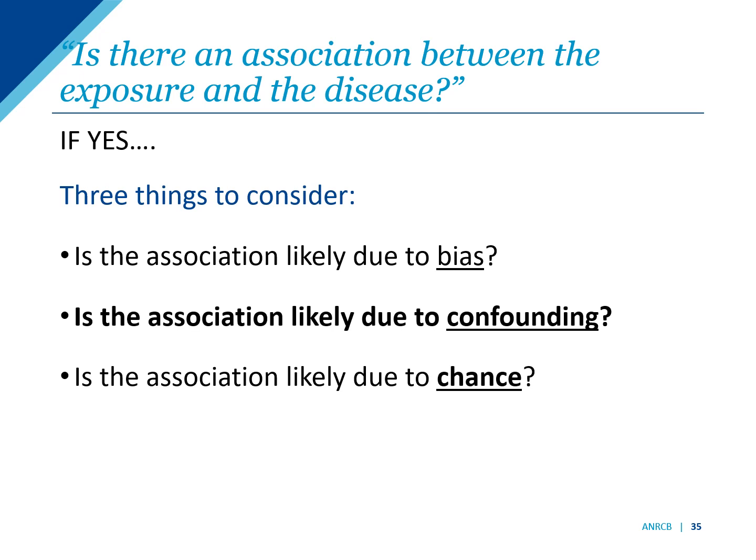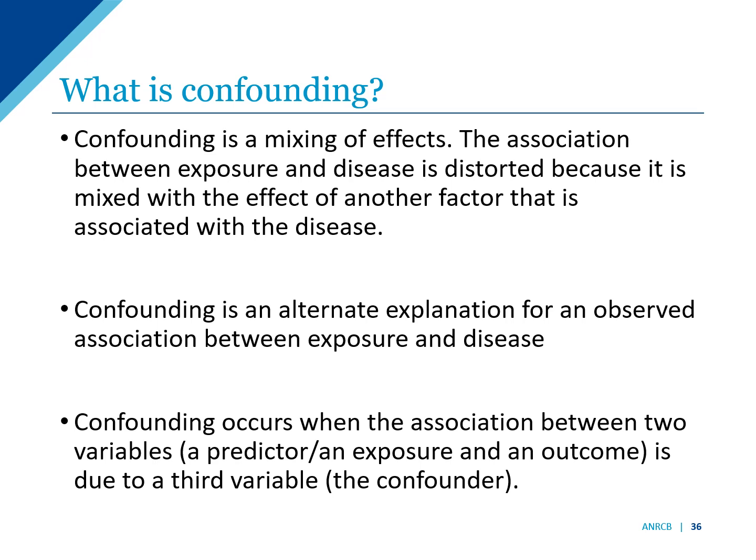Now that we've evaluated our study for potential bias, we turn to the next question. Is the association we've found likely due to confounding? Confounding is a mixing of effects when the true association between exposure and disease is distorted because there's another factor playing a role that is associated with the exposure and disease. We can think of it as an alternative explanation for an observed association between exposure and disease.